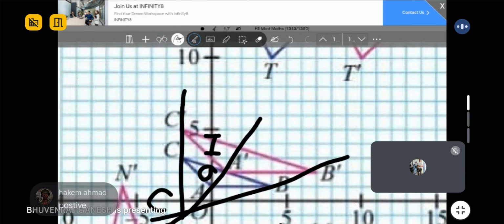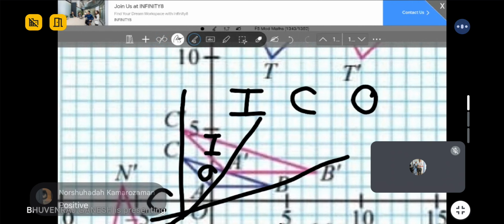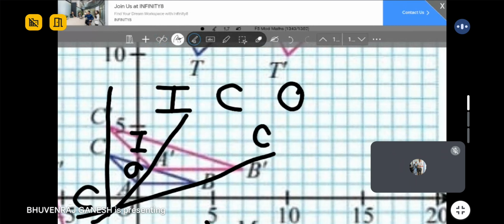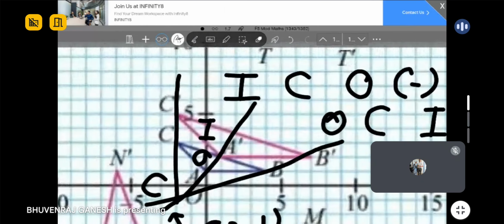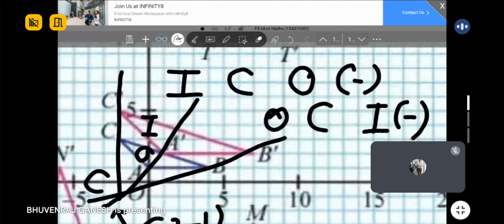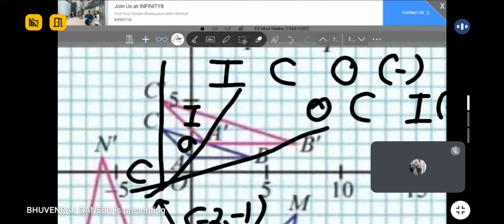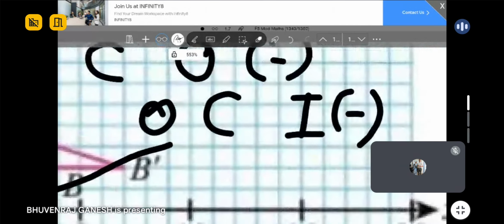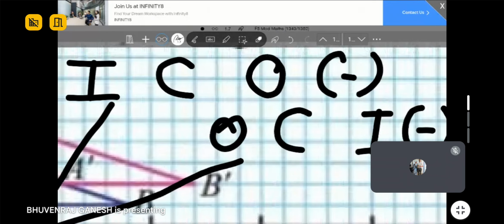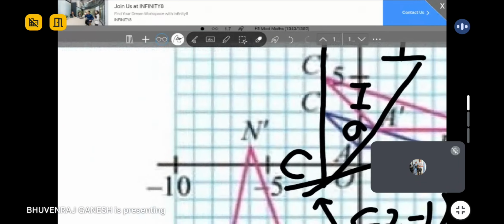Negative if is like this. ICO, image, center, object. This one is negative. Ataupun OCI. This one also is negative enlargement. Line-line susunan, semua positif. Everything is positive. Okay, hanya dua situasi saja macam ni boleh jadi negatif. Okay, so if you check and see, this one is COI. So means that positif lah, dia tak ada kat sini. COI tak ada. Understand? So your answer is positive lah.